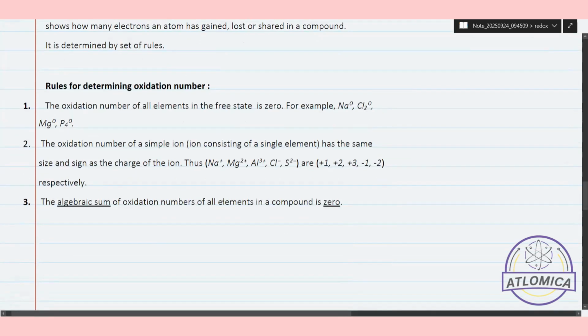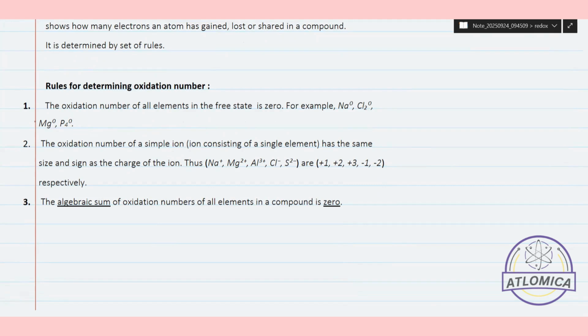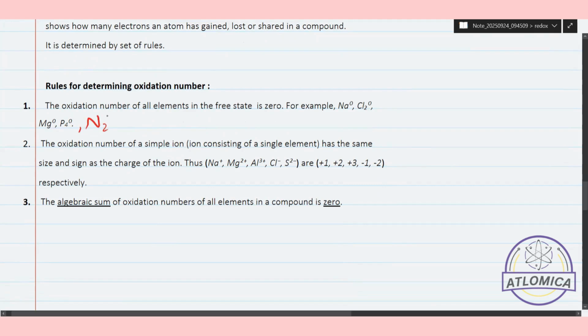The first rule is that the oxidation number of all elements in a free state is 0. For example, Na is 0, Cl2 is 0, Mg is 0, and phosphorus is also 0. So any element in a free state is 0. Let me add some more examples: nitrogen would be 0, and aluminum in the free state would also be 0.